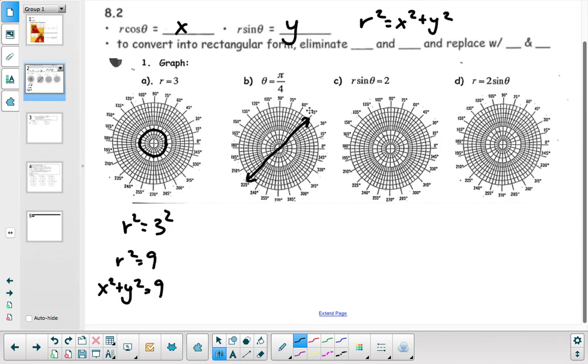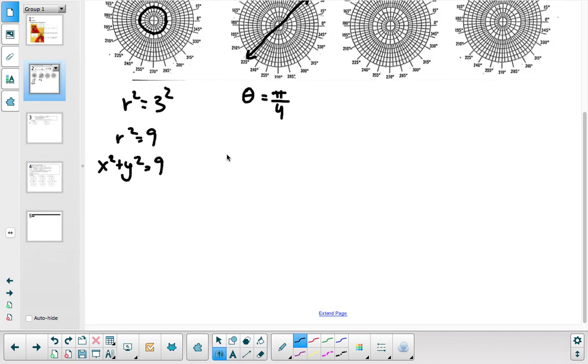Now if I wanted to change this, I still can. Maybe it doesn't quite make sense from here, but if theta is equal to pi over 4 and we wanted to change that into x and y, we want to introduce another piece that we know: the fact that tan theta is y over x.